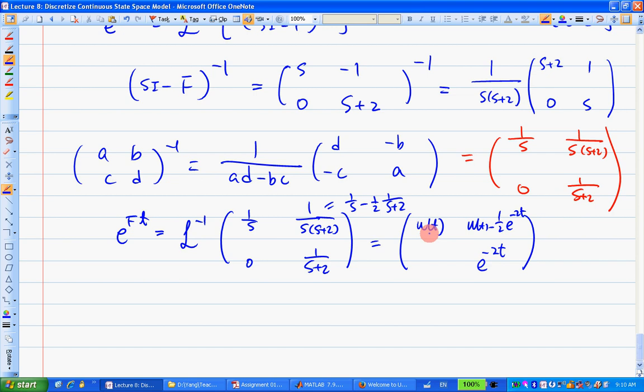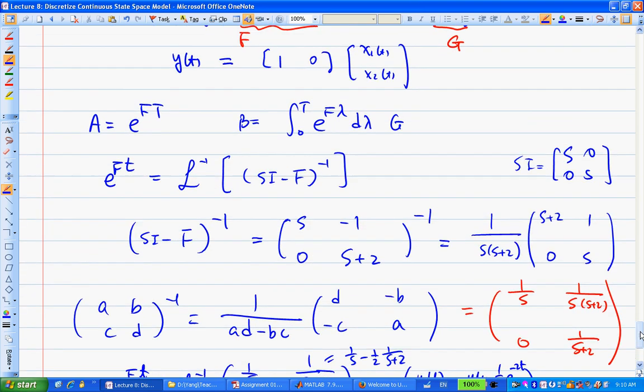Technically speaking, you can replace the u of t with 1, as long as you know you're dealing with a causal system, where t always starts from 0. Then you can replace this with 1. That's our e to the power of f of t.